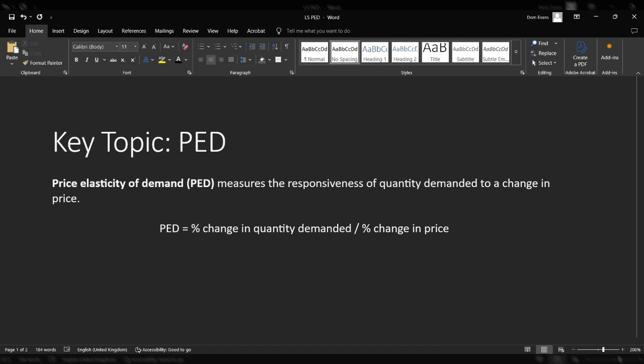What we want to know is if we change our price, how much do consumers respond to that? Because that's going to be crucial to know. If I put my price up, are consumers going to be really responsive to that and move away from my product? Or are consumers relatively unresponsive to a change in price, in which case I can put up my price and I don't lose that many customers. People continue to buy the product.